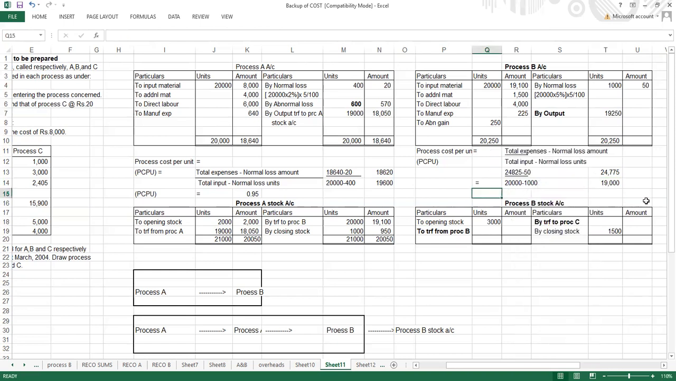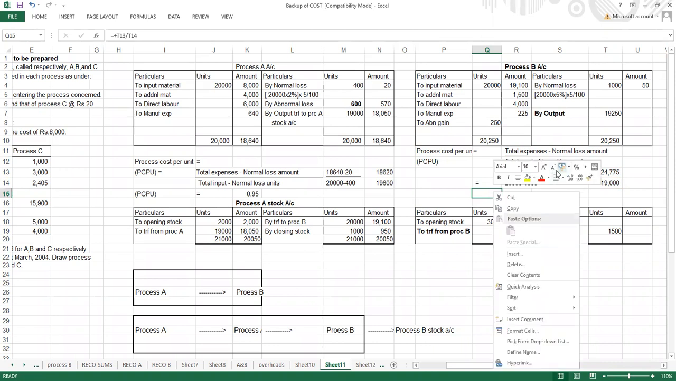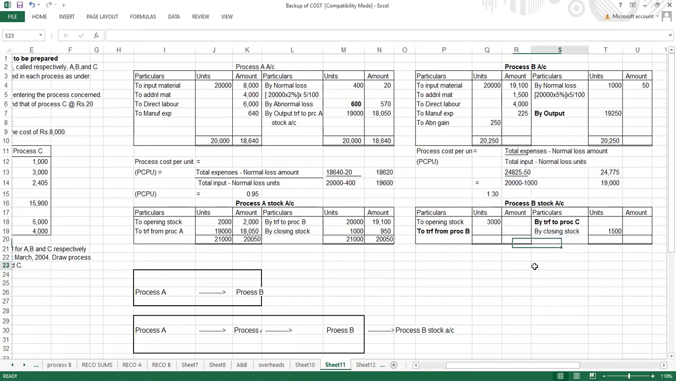So the rate is 24,775 divided by 19,000, which is 1.30. So we'll take 1.30 as the rate for 250 units, abnormal gain units. So 250 into 1.3, amount is 325. Clear, students? Now we can close this account amount column and get the output value as balance.